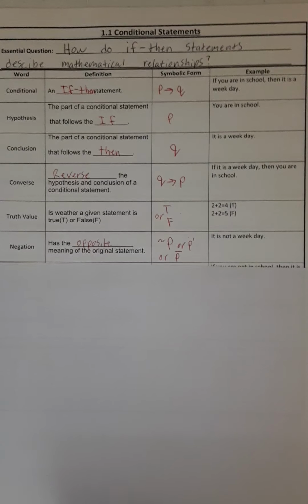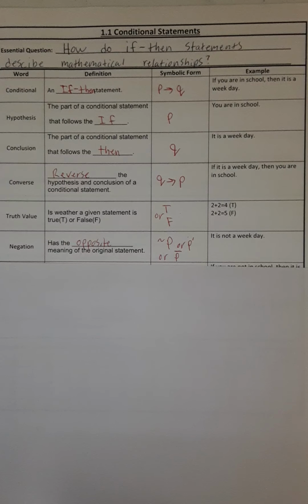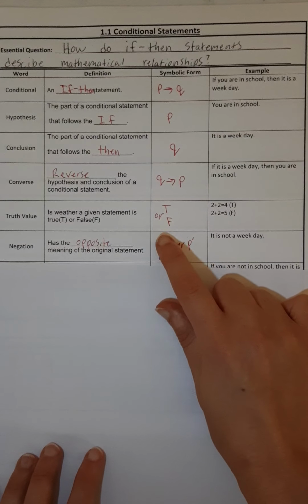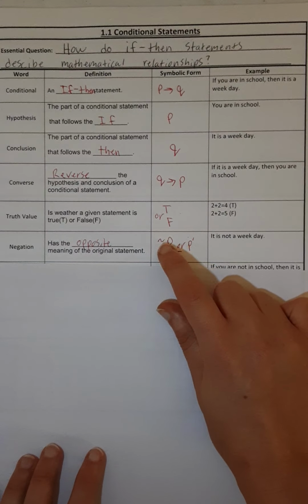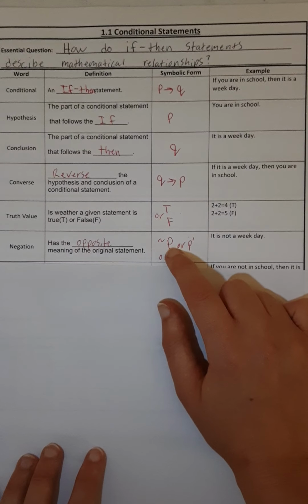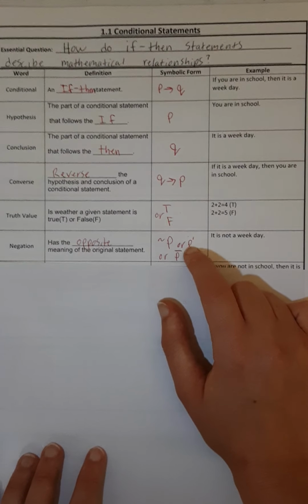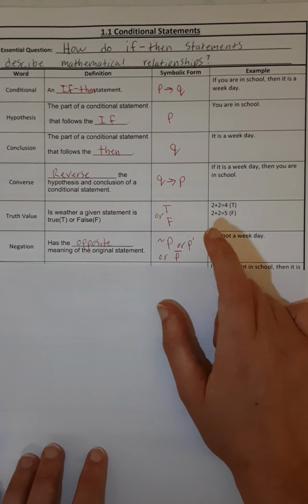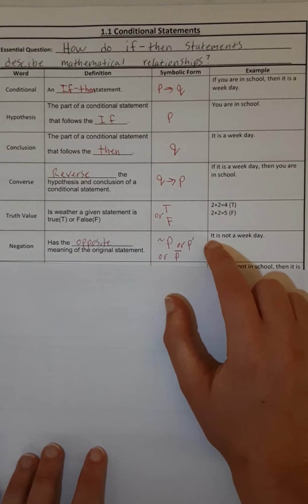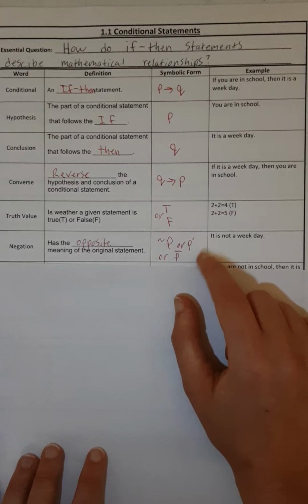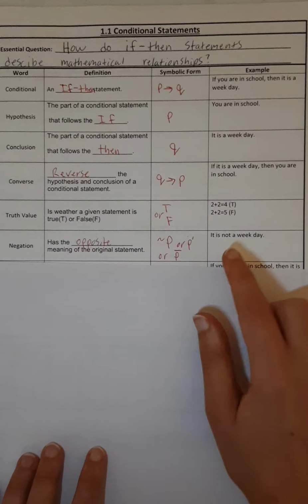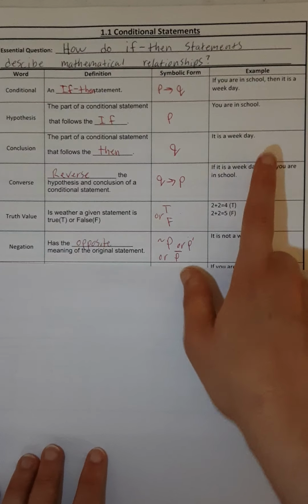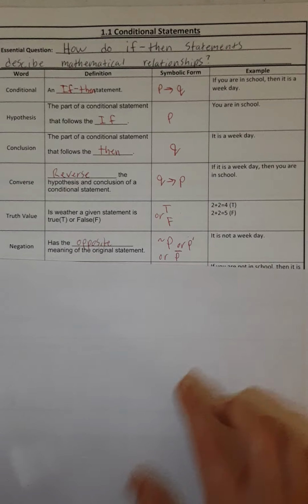The negation has the opposite meaning of the original statement. And we've got a couple different types of notations. We're going to use this notation where we use a curly little thing there. We call it a tilde, tilde P. Sometimes you'll see in other books P with an apostrophe or a line over it. They all just tell you to do not that. So the negation of P, or actually this would be the negation of Q, is that it is not a weekday. So instead of the original statement, it is a weekday, it is not a weekday.